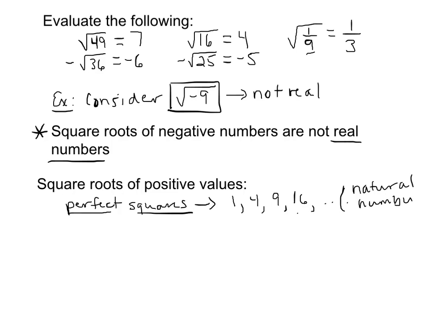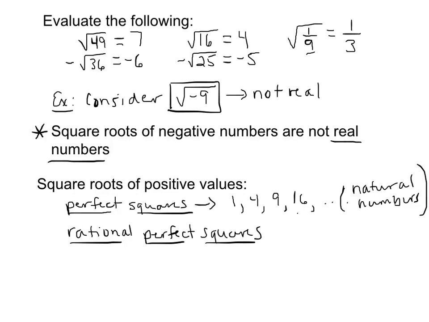But we can also look at a few perfect squares that are rational numbers as well. So when we take a look at rational perfect squares, you want to be thinking about numbers such as 1/9. Again, we looked at that one earlier up here at the top, in that 1/3 times 1/3 equals 1/9. And so keep in mind that fractions could also work here.